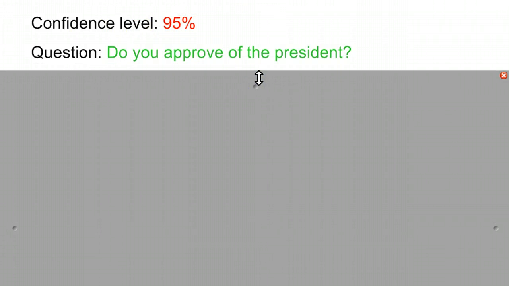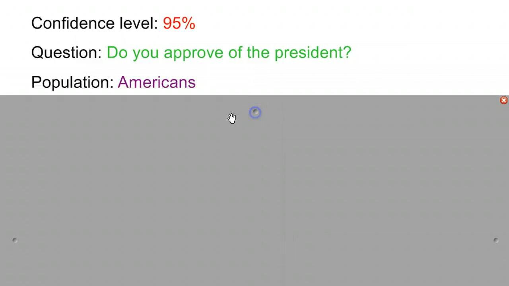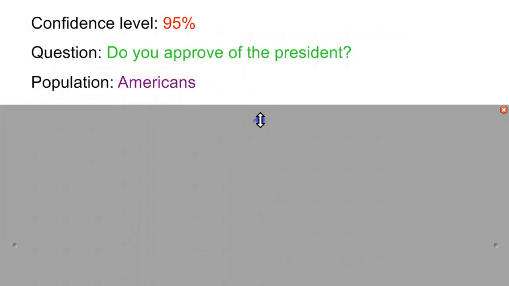Imagine the confidence level that you set is 95%, and your question is, do you approve of the president? So you want a 95% confidence interval of how many people approve of the president. Who exactly? Let's focus on Americans. So all Americans are part of the population of interest.